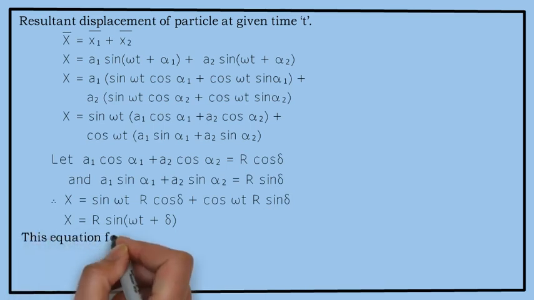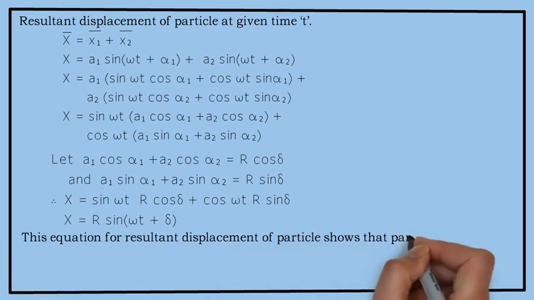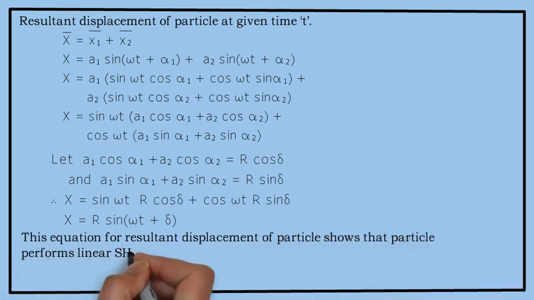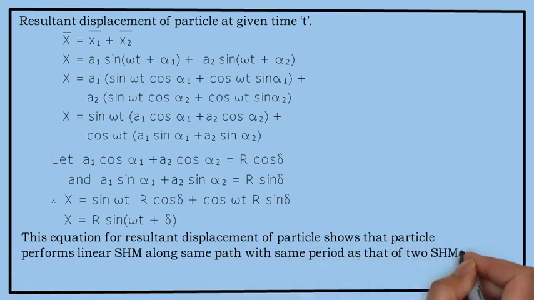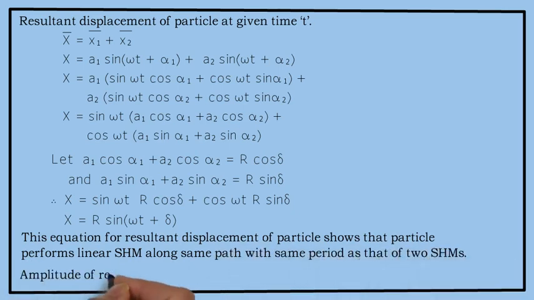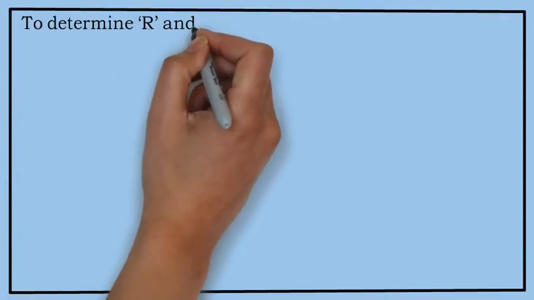This equation for resultant displacement of particle shows that particle performs linear SHM along the same path with same period as that of two SHMs, where r is the resultant amplitude of two SHMs and delta is resultant epoch of two SHMs. To determine the values of r and delta, this is a task.